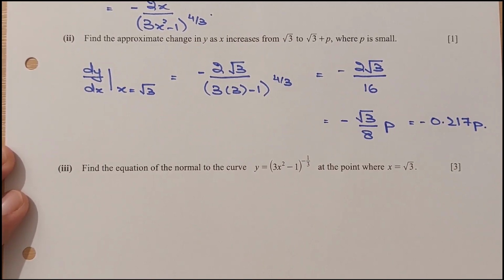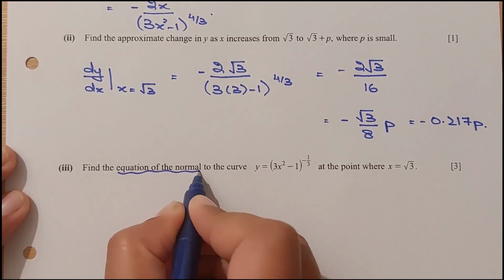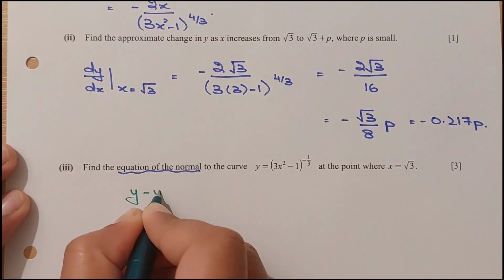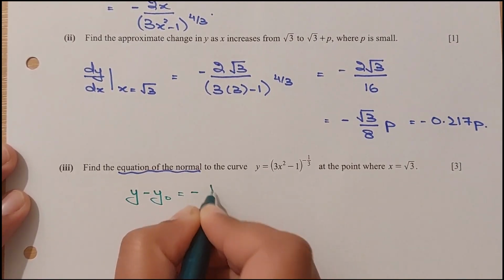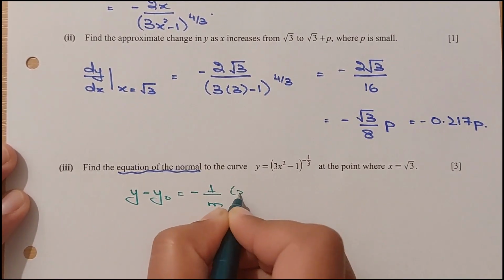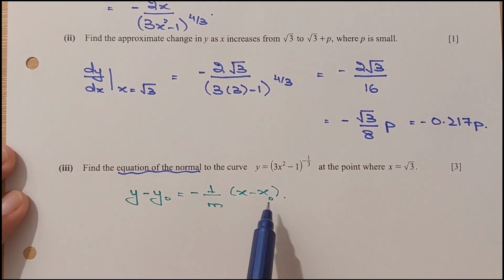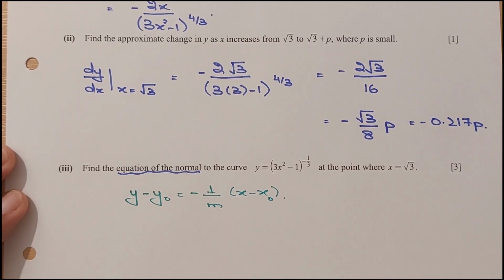Now for part 3, find the equation of normal to the curve at a point where x is equal to square root of 3, right? So first we need to write down the equation of normal. So the equation of normal is y minus y naught equals minus 1 divided by m into x minus x naught. So the first thing we need for the equation of normal is a point x naught, y naught, right?